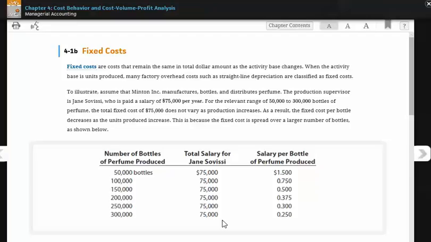So in this illustration, you can see we have 50,000 bottles at $75,000. Dividing that by 50,000, we have a cost of $1.50 per bottle. If, on the other hand, we're doing 100,000 bottles, we're going to spread the $75,000 over the 100,000 bottles, and it'll be 75 cents per bottle, and so on. As we continue to increase our volume, the cost per bottle will continue to decrease.